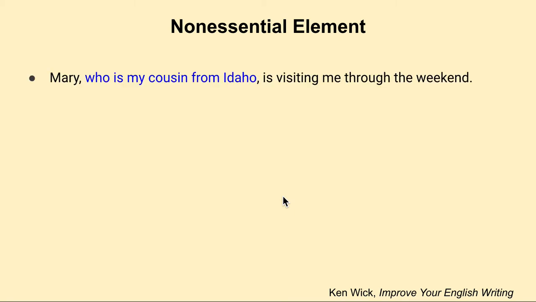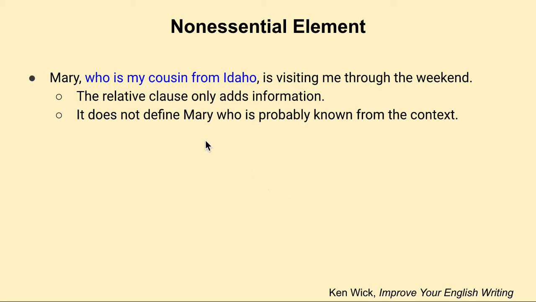So just some examples: Mary, who is my cousin from Idaho, is visiting me through the weekend. The relative clause only adds information, mainly because it does not define Mary, who's probably known from the context. So we're probably pretty sure if we're reading this sentence in context that we knew who Mary was. So since we know who Mary is, there's no way that this relative clause is going to limit or define who Mary is. Therefore, it's only adding information, and therefore it's non-essential. Therefore, it's separated with punctuation.